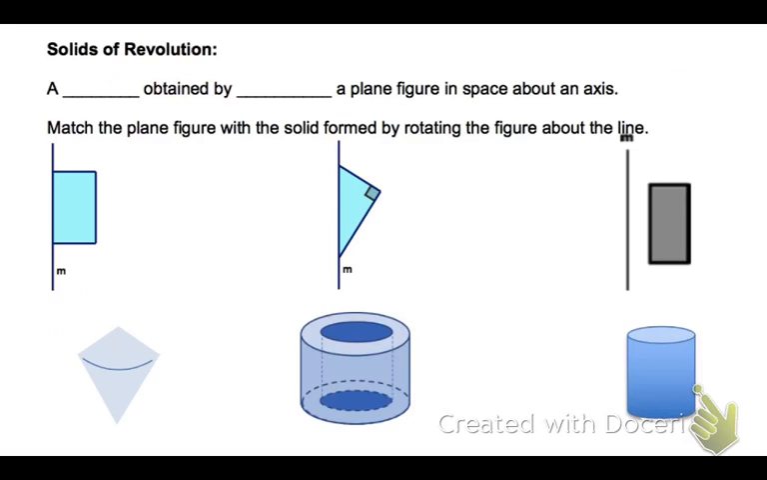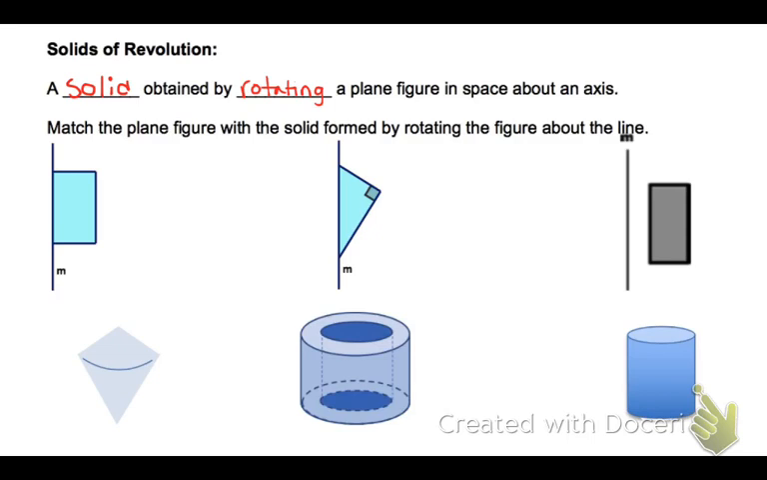And our final topic for today's notes is solids of revolution. A solid of revolution is a solid obtained by rotating a plane figure in space about an axis. So what you actually see below, we have 3 pictures of plane figures and then a line, which will be our axis. So we're going to rotate those 3 figures about that axis, and we're going to match it with one of those 3 figures below.